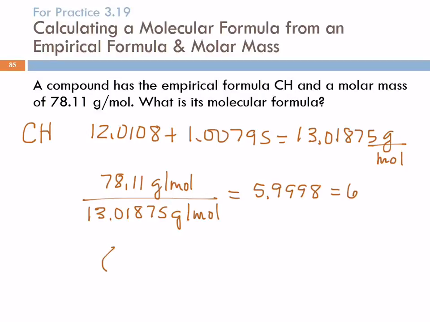One way to represent that is, here's the empirical formula, and I'm going to multiply everything by 6. So it's C6H6. And that's the true formula, the molecular formula of the compound. Each molecule has 6 carbons and 6 hydrogens, but CH is the lowest ratio. Any questions?